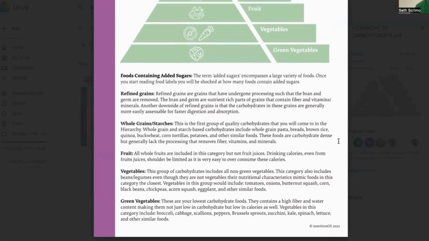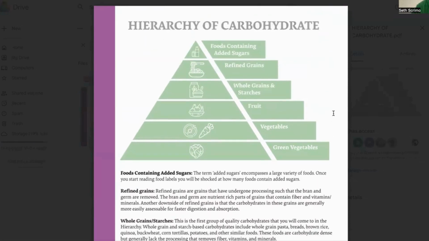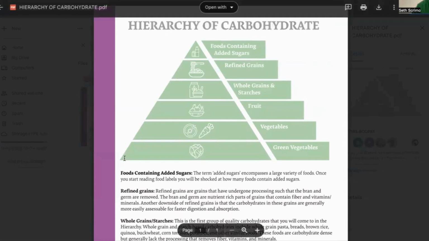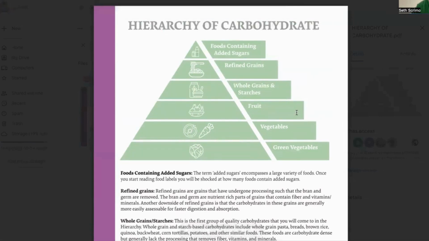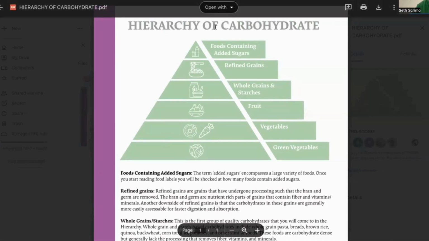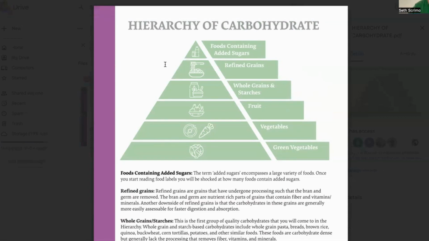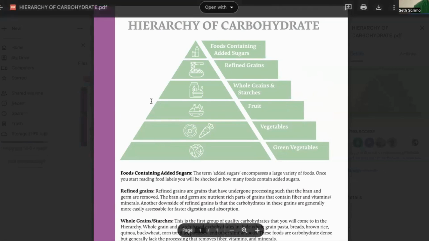So looking back here at the hierarchy, essentially, what we want to focus on is more green veggies down here at the bottom, more of the bottom stuff, and less of the stuff up top, right? Now, I don't want you to get in your head that you can never have a donut, you never have frosted flakes, you never have candy ever again, right? That is some really backwards thinking. But what I want you to focus on is encompassing more of these things down here at the bottom, right?